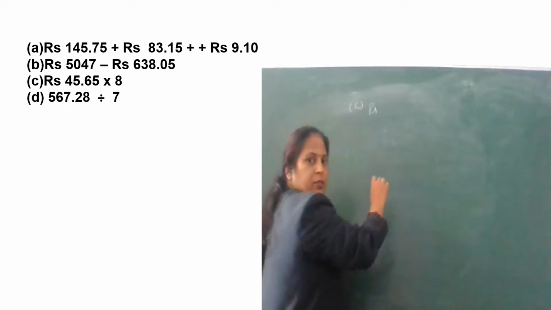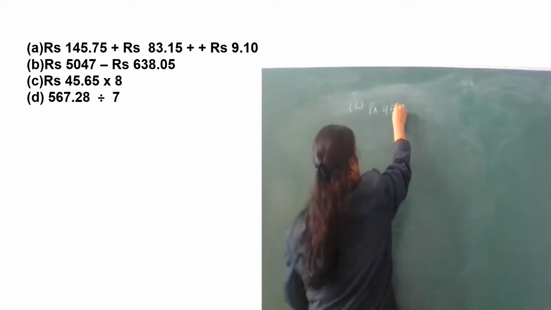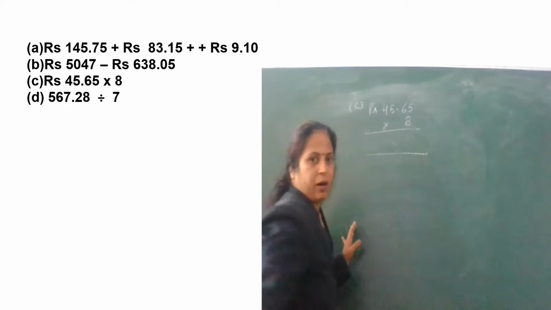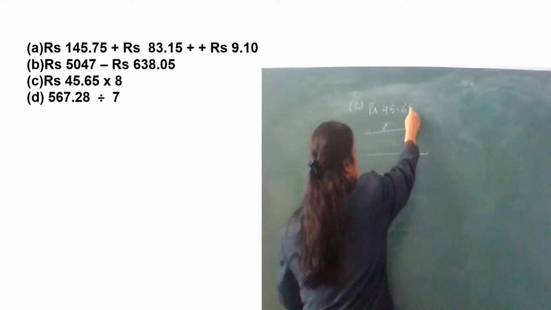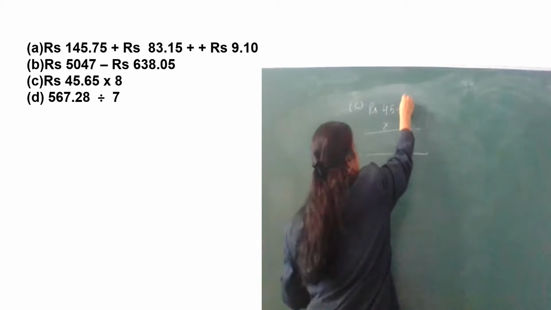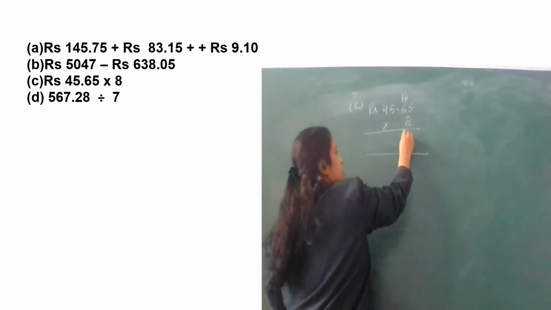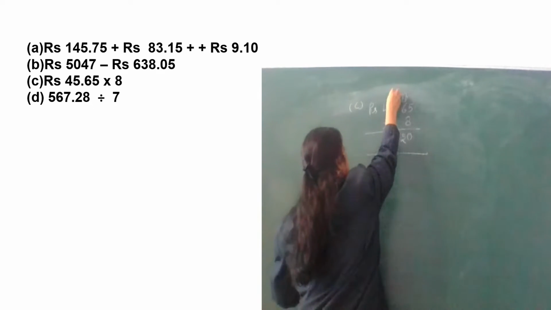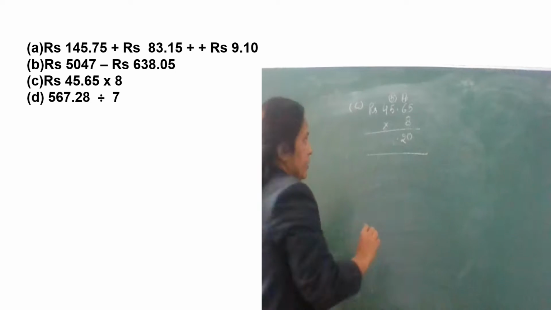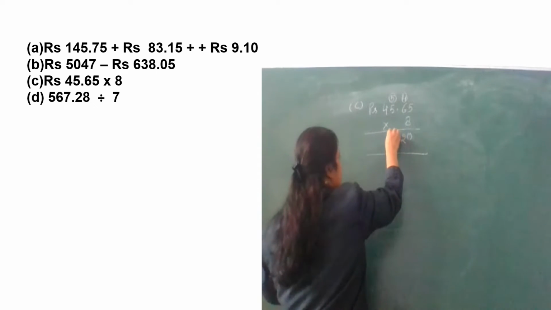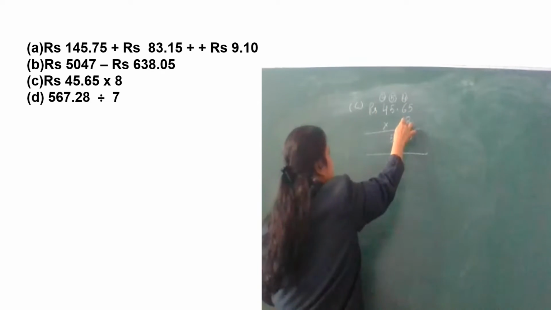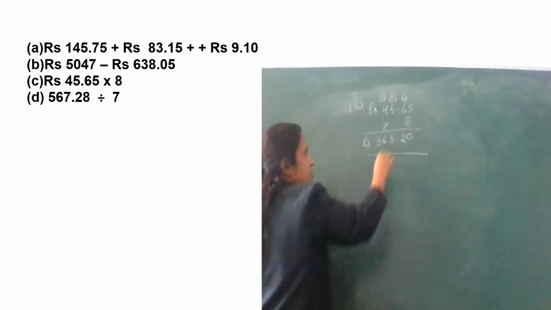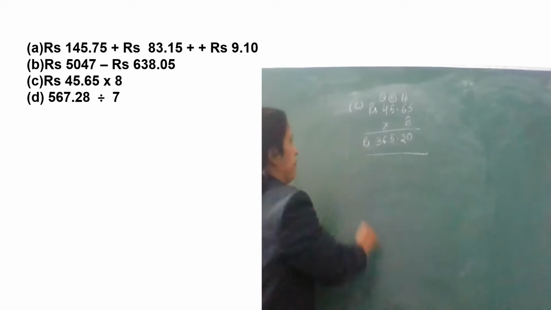Rupees 45, 65 paisa multiplied by 8. Now learn the table by heart for this. Okay children. Now 8 times 5 is 40, 0 here, 4 carry. 8 sixes are 48 plus 4 is 52. So 2 here, and point is 0, and 5 carry. Okay. Then 8 times 5 is 40, 40 plus 5 is 45. Okay. 8 fours are 32 plus 4 is 36. So 365 rupees 20 paisa. Okay. Then B part.